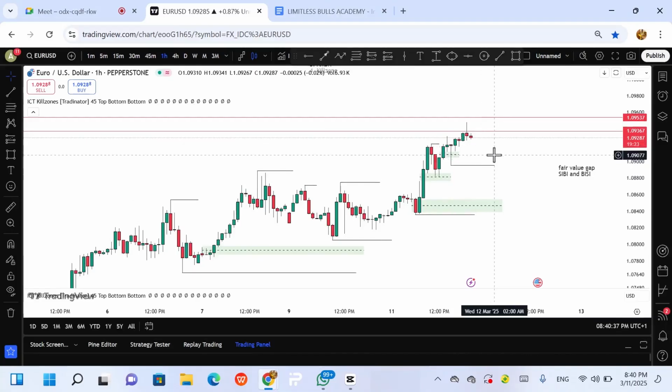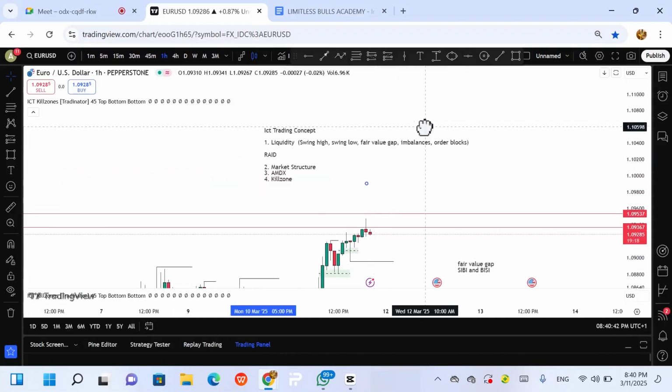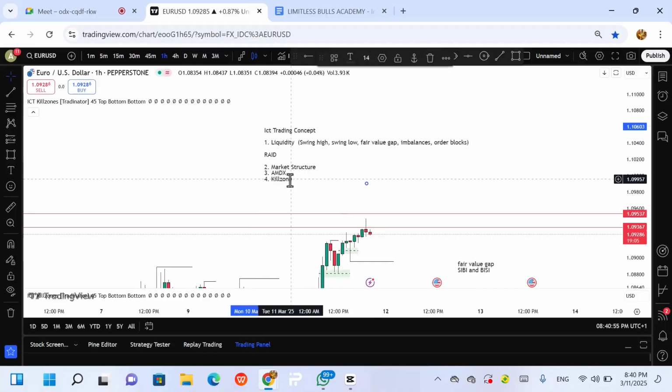So now we have spoken on the types of liquidity, spoken on order block, and now I have talked about the concept of raid, which is a tap into a liquidity. So this is just one aspect of this concept, right? So we'll be going further to the next one. And which is the next one? The next one is market structure.